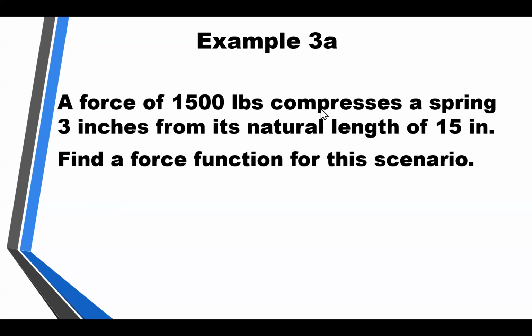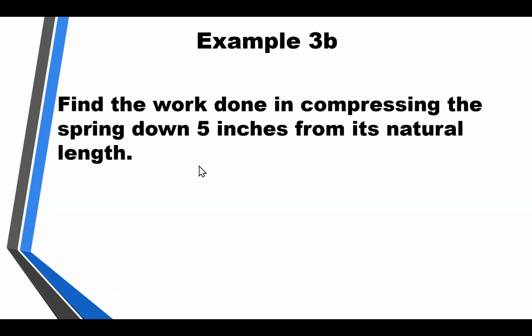That's what we're going to do in the next part of example 3. Obviously, finding the force function was part A of example 3. Now let's say we want to find the work done in compressing the spring down 5 inches from its natural length. So that means starting at its natural length and compressing down 5 inches. It's pretty straightforward that since x is the amount I compress, natural length means that x is 0. Down 5 inches goes to x equals 5.